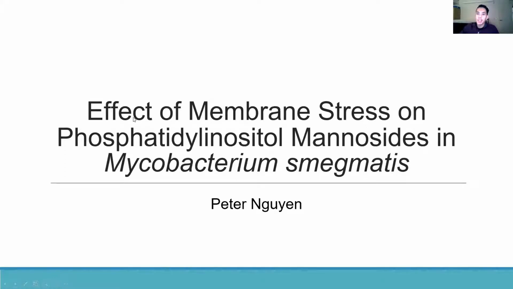Hi, everyone. My name is Peter Nguyen, and I'm a junior undergraduate student in the Microbiology Department at UMass Amherst. Here at UMass, I'm a member of Dr. Morita's lab, and today I'll be presenting my research. My project is titled Effect of Membrane Stress on Phosphatidylinositol Mannosides in Mycobacterium smegmatis.